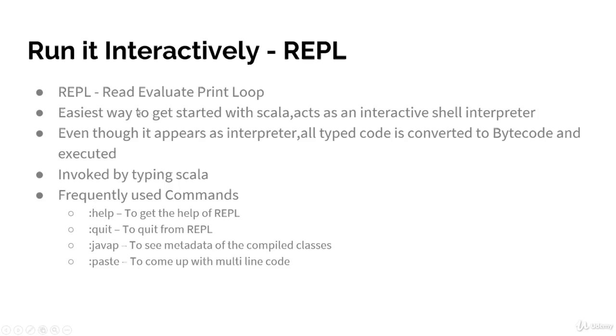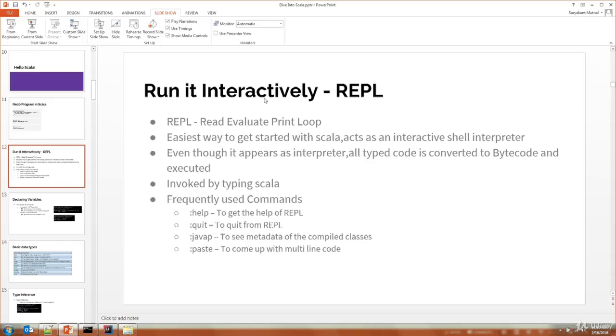So why it is called a read, evaluate, print loop is because it reads your command, and then it evaluates by creating a bytecode, and then it prints the output which is generated by your statements, and then loop means it is ready to accept a new command. So we will see how this is actually seen in the command prompt.